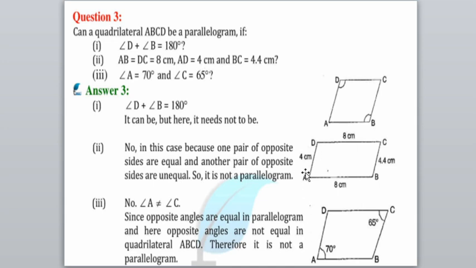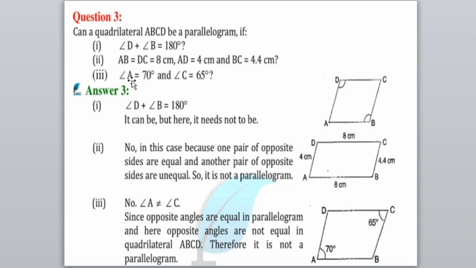AD is 4 centimeter, but here it is given BC as 4.4 centimeter, which is not possible, as AD and BC are opposite sides, so the opposite sides should be equal, so it is also not possible. So here no, in this case, because one pair of opposite sides are equal and another pair of opposite sides are unequal, so it is not a parallelogram.